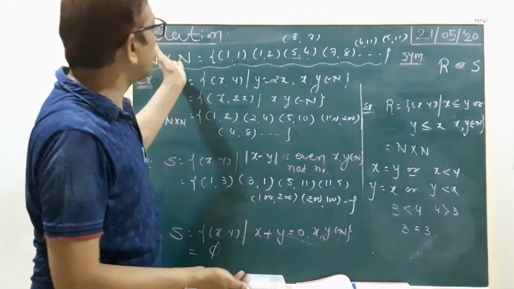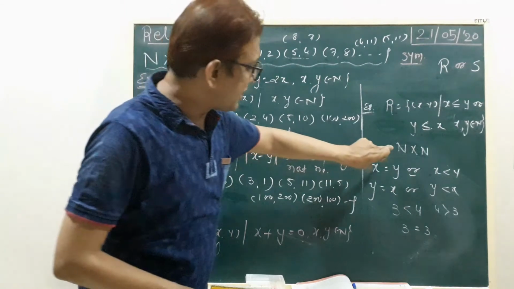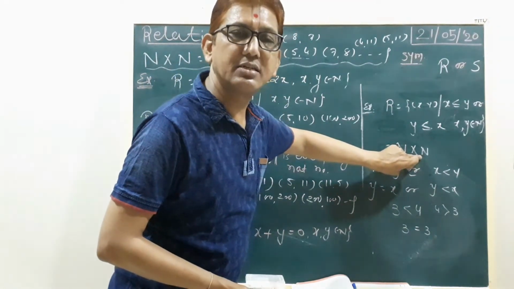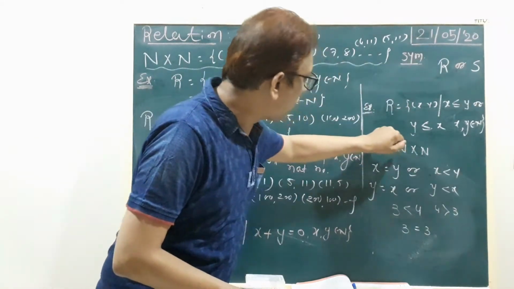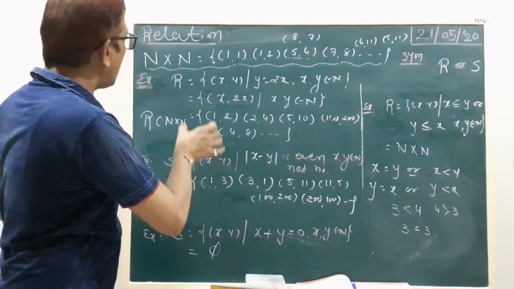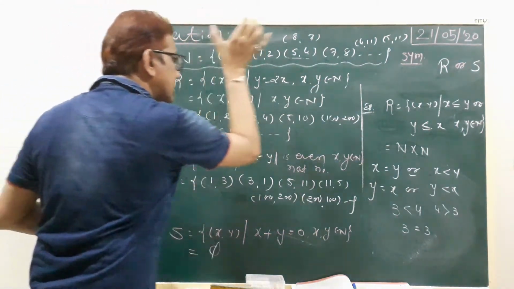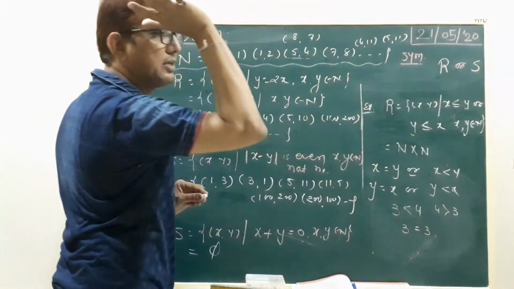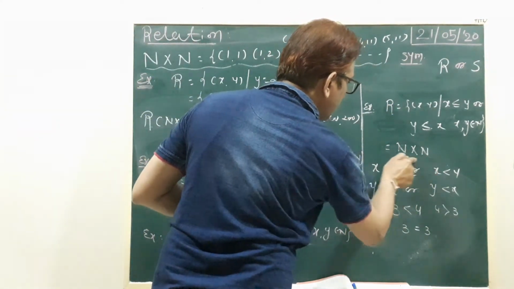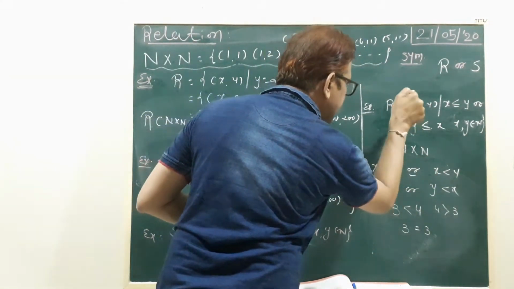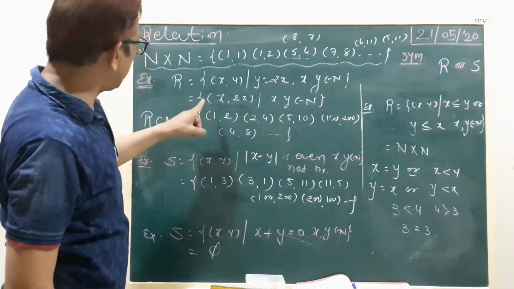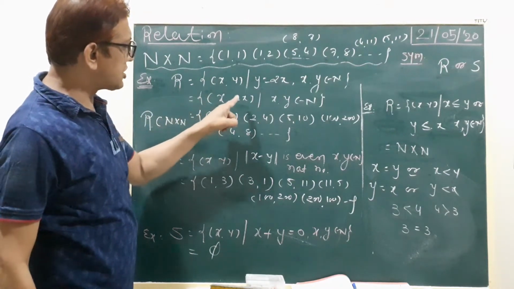That is, all the brackets, n cross n. So here we write n cross n as the answer. It is called the universal relation because completely n cross n is available here. Right? So n cross n is the universal relation for this sum. Is that clear?